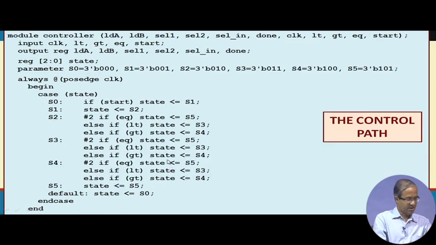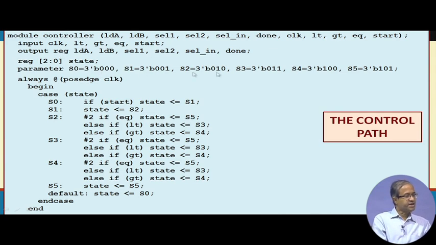Okay. Now, the controller. The controller will again be generating all the control signals for the data path. Done, clock, less than, greater than, equal to and start are the signals which it is taking as input. These are inputs, and the signals which it is generating for the data path are outputs, and because you are using a procedural block, you have declared them of type reg.